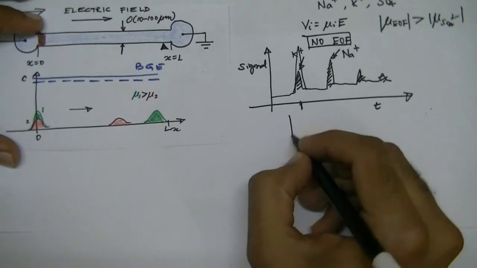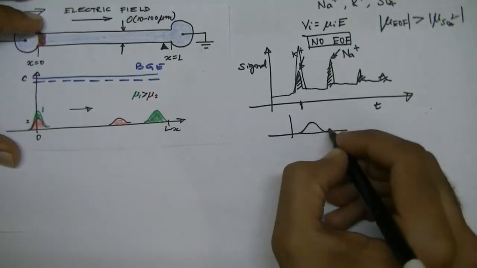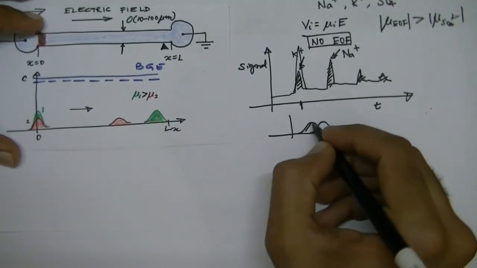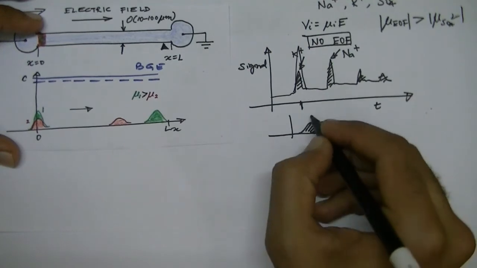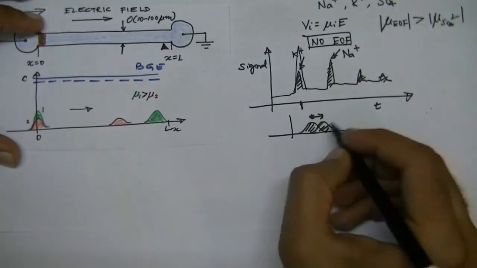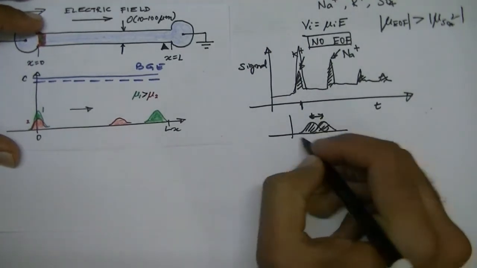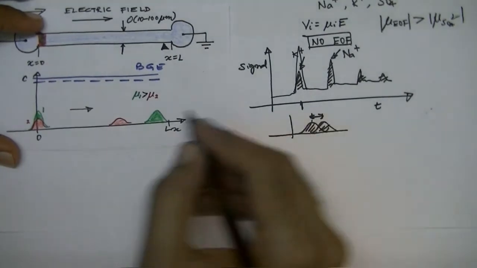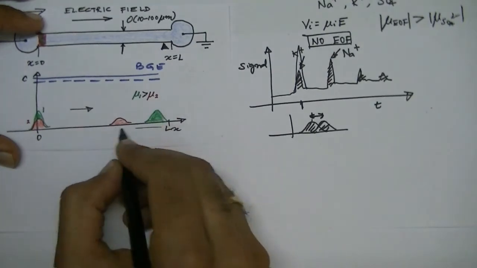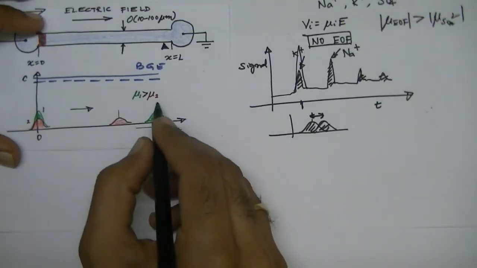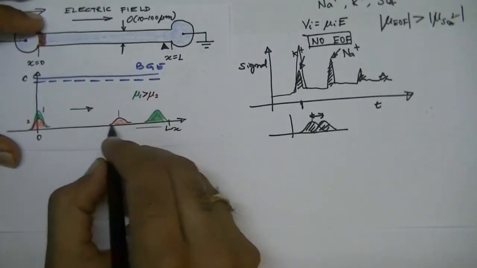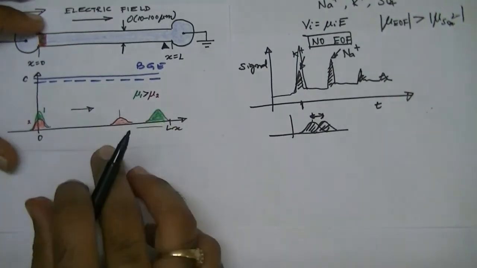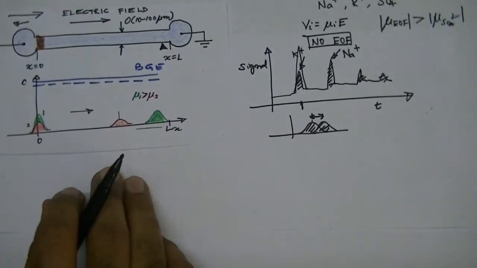So if these peaks have not moved significantly further apart, and there is a lot of diffusion, then we won't be able to clearly detect the peaks. So what we want is that these peaks should be separated by a distance which is much larger than the diffusion length of these peaks.